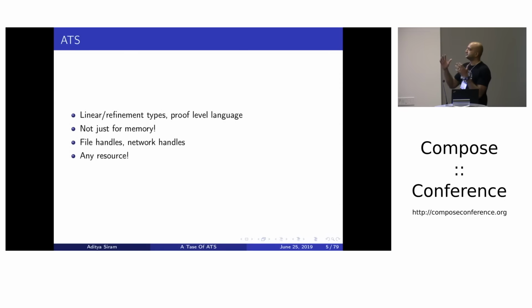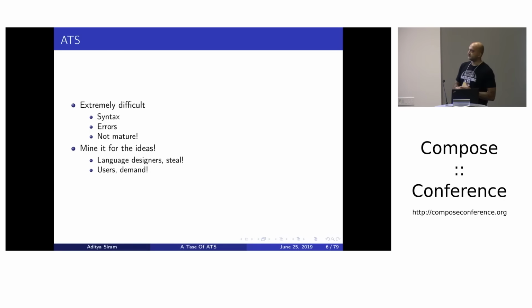In ATS, linear and refinement types are not just for memory. You can track anything with that type system. You can track a file handle, a database handle, network handles, your OS instances, any resource that you want to keep track of, you can use the linear system to do that.